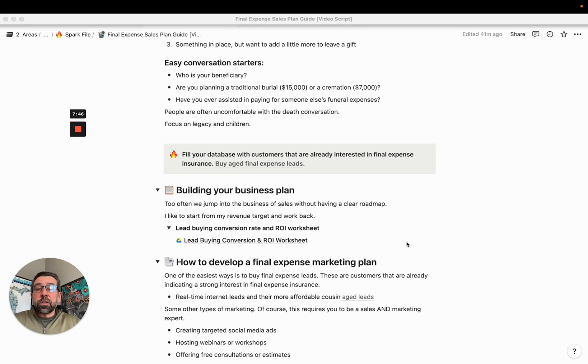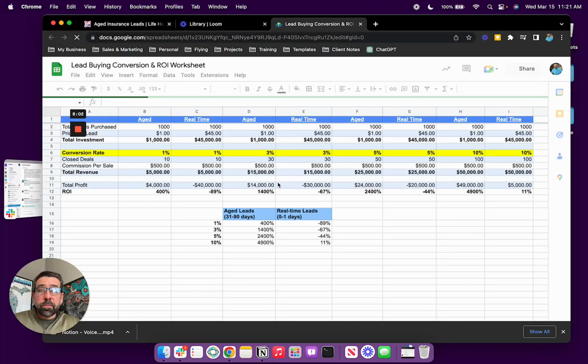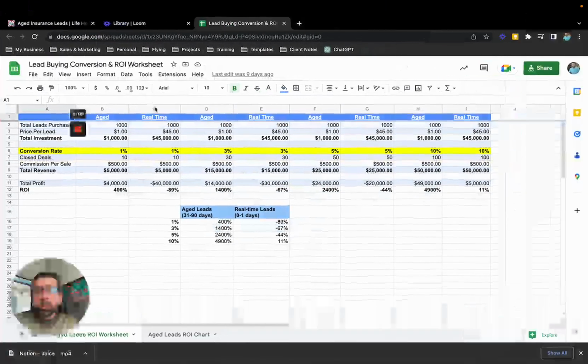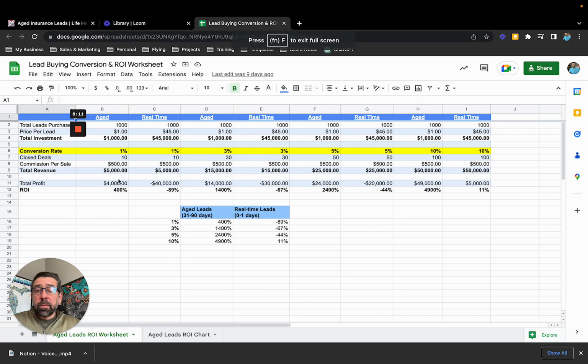Okay, next thing we're going to do is build the plan itself, right? And this is going to require us to think about some components of actually generating revenue in final expense. So one of the things I like to do is go to a spreadsheet and build a little business model. In this particular case, I've already done that. Let me make this a little bit bigger so it's easier to see. It's kind of annoying, but we'll work around that.